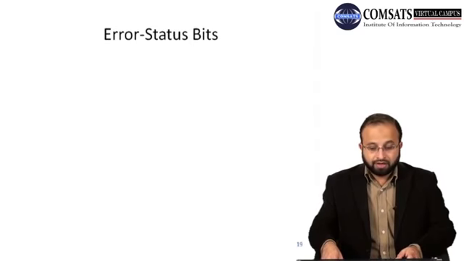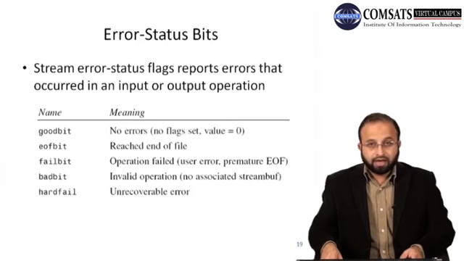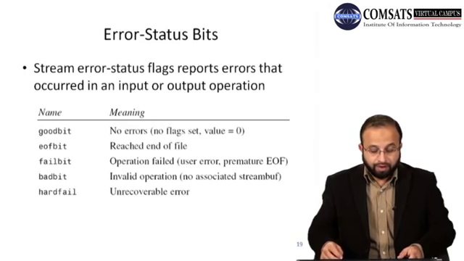So, error status bit. Stream error status flags report errors that occur in an input and output operation. So these are the error status bits. Good bit, that means no error. End of file bit, reached end of file. Fail bit, operation failed, user error or premature EOF. EOF is end of file, right? So bad bit, invalid operation, not associated with the stream buffer, and hard fail, unrecoverable error, right?